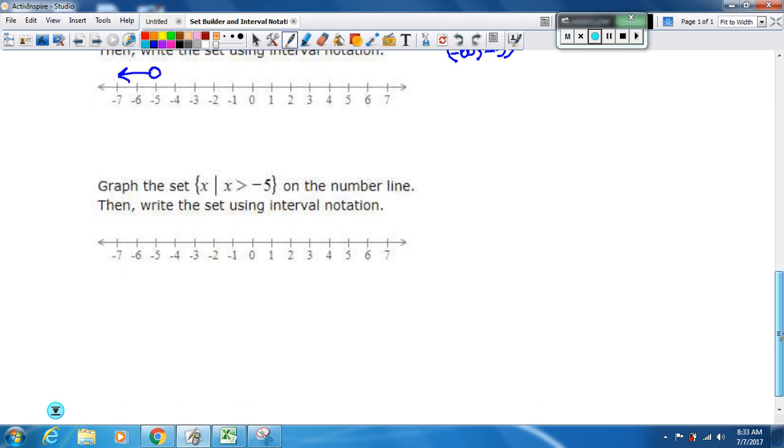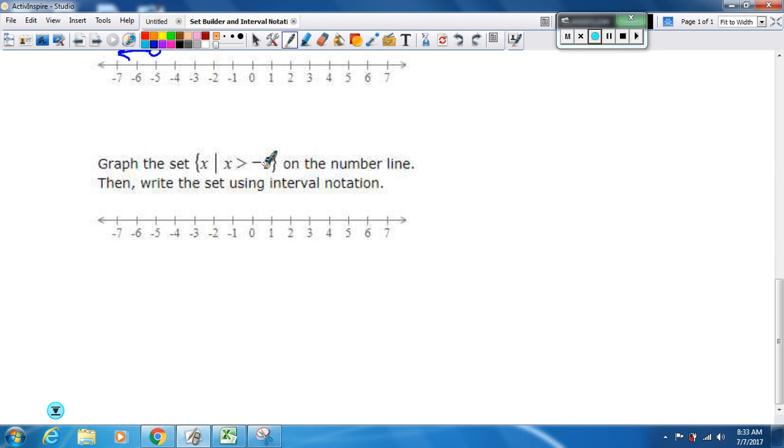This next one, -5, has an open circle because the inequality is not underlined. The arrow is going to the right. So you have an open circle, which is parentheses, and the other end you have infinity, which is parentheses. You put in your numbers, from -5 to infinity. Interval notation.